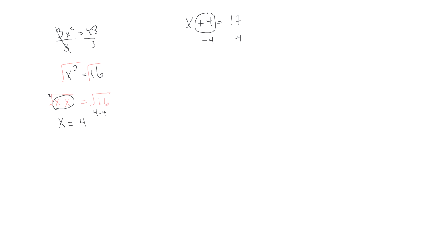But what about that? Remember I told you you have 2 answers for x? And you do. x is either negative 4 or x is positive 4. Some people write it like this: x is plus or minus 4. All these ways are correct.